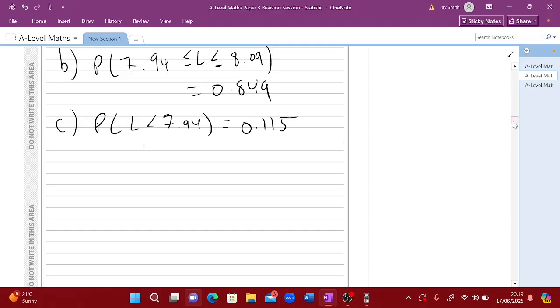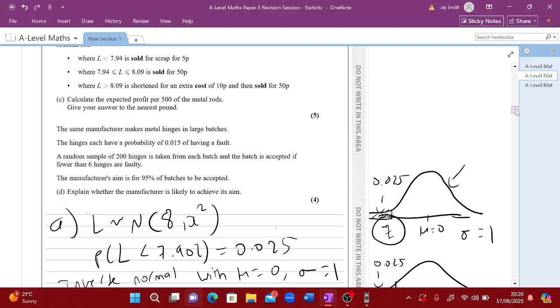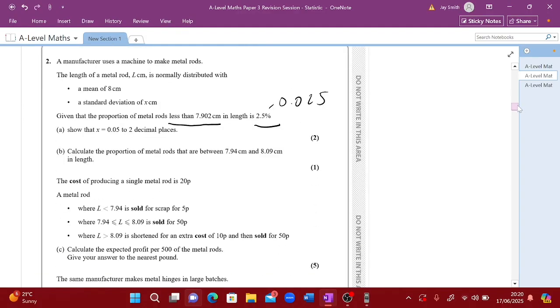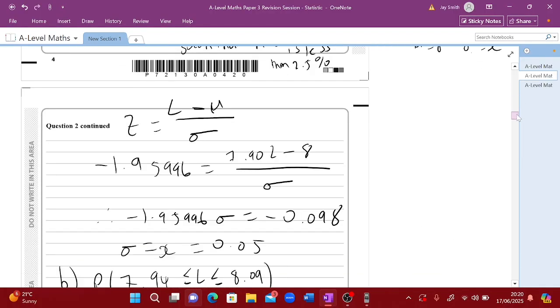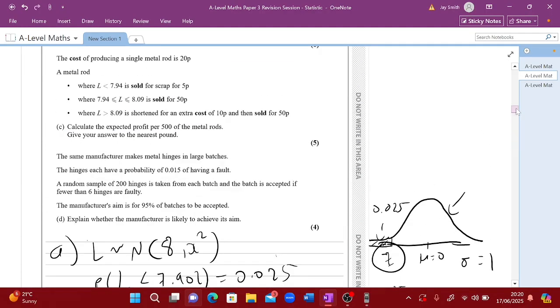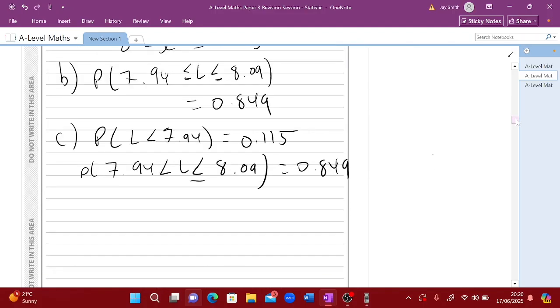It's kind of like saying they integrate with the same limit, like 2 and 2. It will always equal 0 because you're taking away the same limit. It's the same kind of concept. Anyway, so that's 0.115. Then we want the second bit: the probability that 7.94 is less than L, less than or equal to 8.09. And actually, that was part B, wasn't it? That's our answer to part B. So it's 0.849. At this point, you could say anything greater than 8.09 would be 1 minus the other two probabilities. But let's just work with the calculator practice.